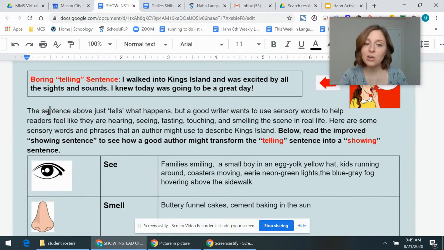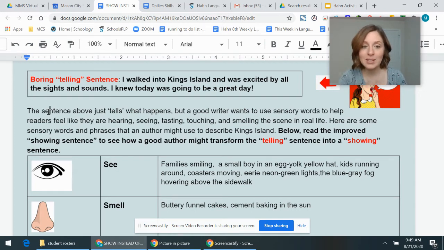The sentence above just tells what happens, but a good writer wants to use sensory words to help readers feel like they're hearing, seeing, tasting, touching, and smelling the scene in real life. Here are some sensory words and phrases that an author might use to describe Kings Island. And then below, read the improved showing sentence to see how a good author might transform a telling sentence into a better showing sentence.